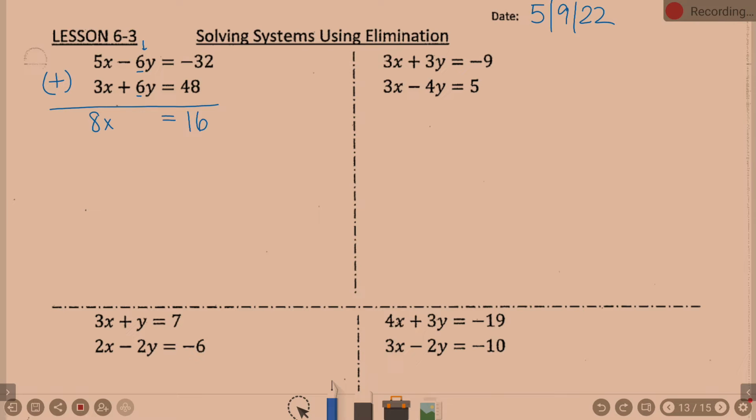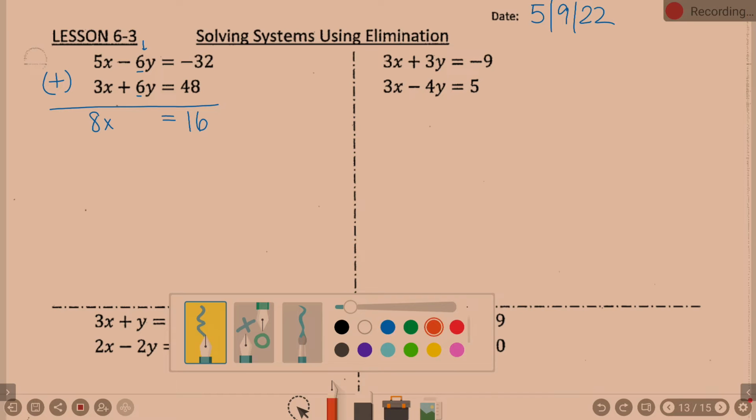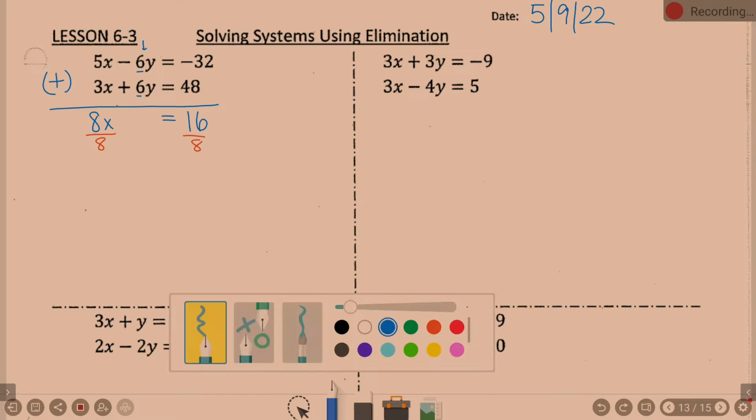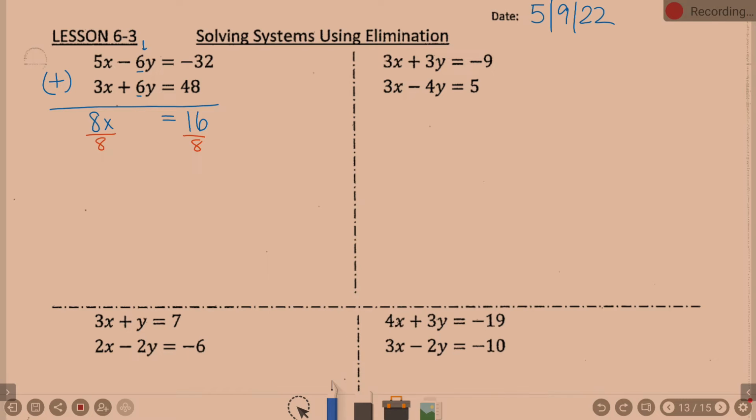Now, divide by 8. If it's 8x equals 16, solve the equation. If it's 8 times x, you guys know to divide by 8. You know this part. 8x divided by 8 is x. 16 divided by 8 is 2.